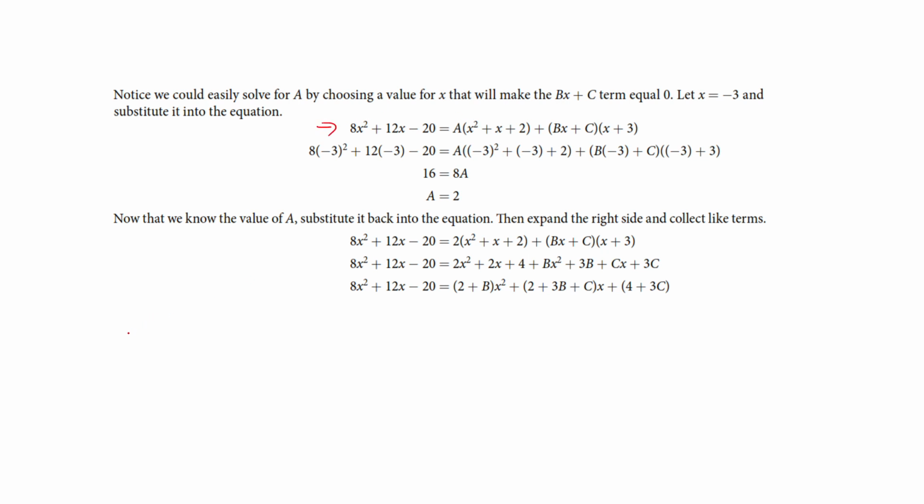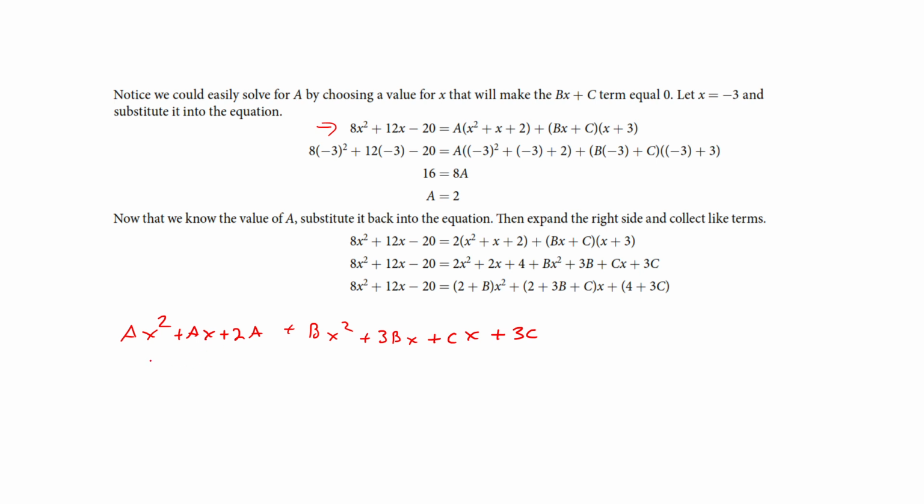I'm going to distribute the A's. So I'm going to get Ax squared plus Ax plus 2A. Okay, now over here we're going to FOIL these out. So I'm going to get Bx squared plus 3Bx plus Cx plus 3C. So all I've done is FOIL. Even though this is a B and a C and I don't know them, I can still FOIL this out.